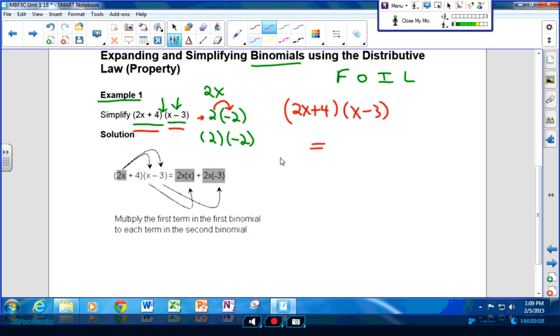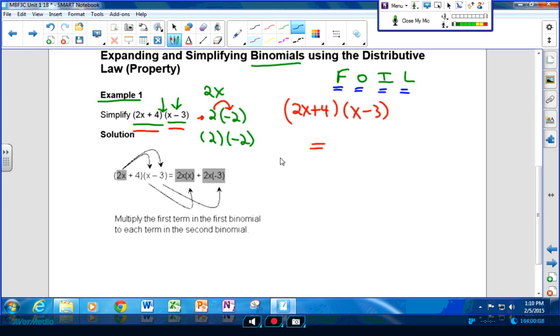So let's remind ourselves what FOIL stands for. FOIL stands for front, outside, inside, last. Okay, FOIL. And if you follow the FOIL method of multiplying 2 binomials together, you're always going to get it right. Well, unless you make a math mistake, which you'll see me do here too. So it's not a big deal. Math mistakes are part of the game, right?